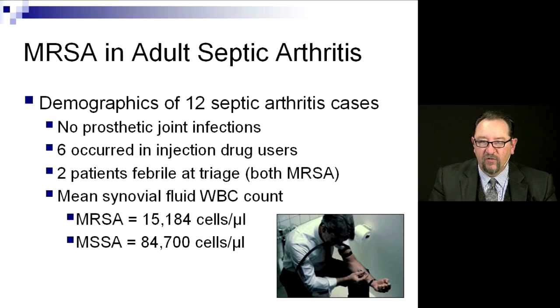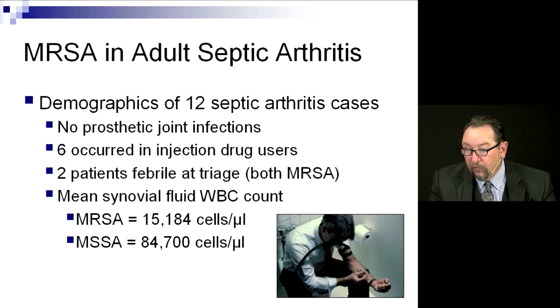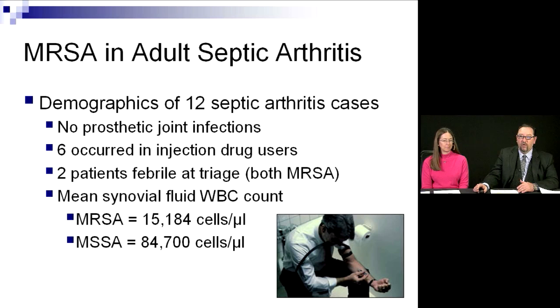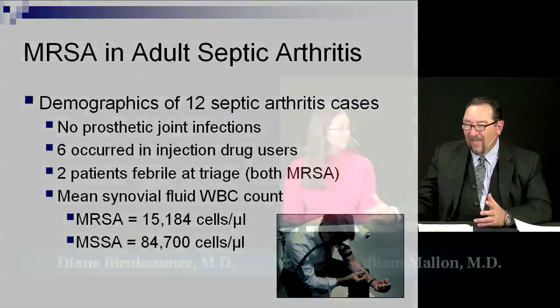Now, this is sort of interesting, and I don't know if it's due to the small sample size or what. I'd like a bigger study, but there are interesting suppositions that you can make. The mean synovial white cell count with MRSA was 15,000 versus 85,000 for MSSA. So you might say, what does that mean? One possibility is that because of the Panton-Valentine leukocidin and its aggressive necrotizing features, they might hurt more and they might present earlier.